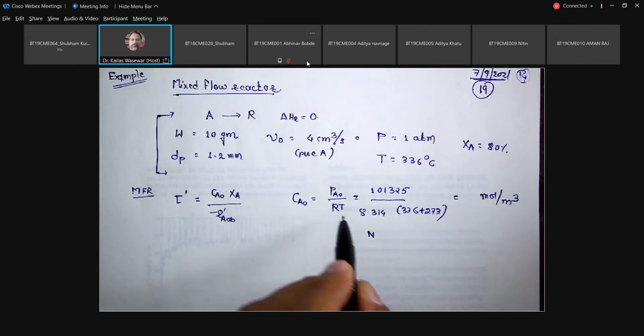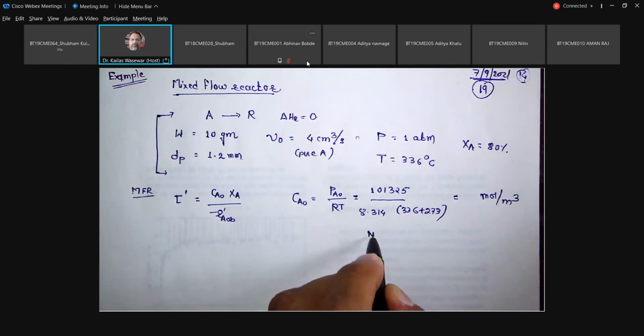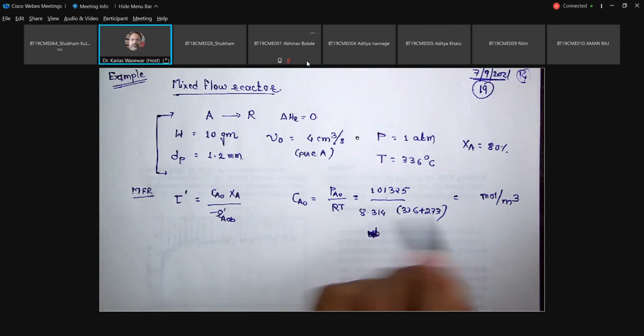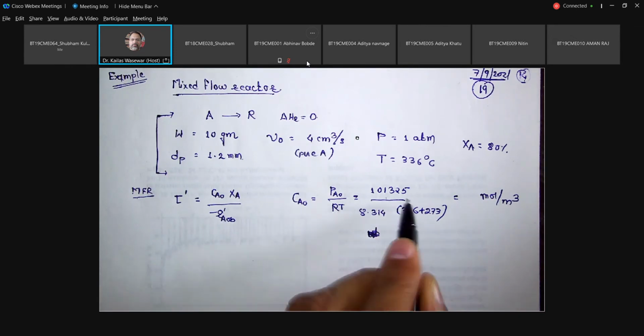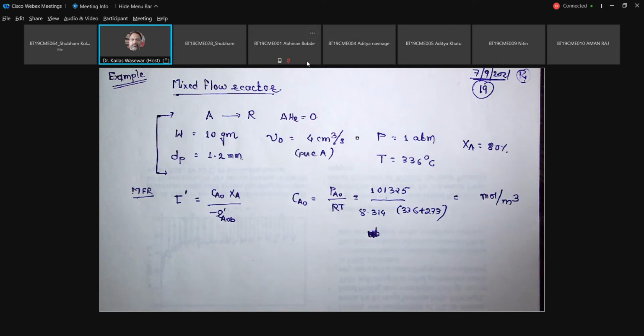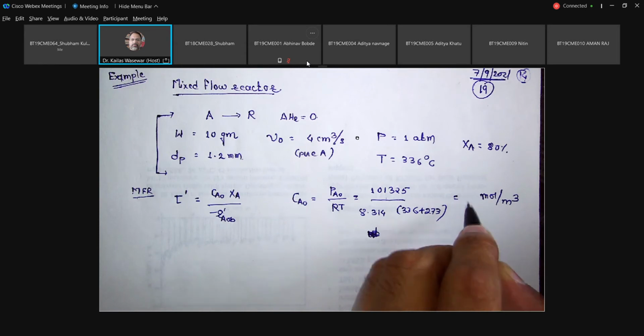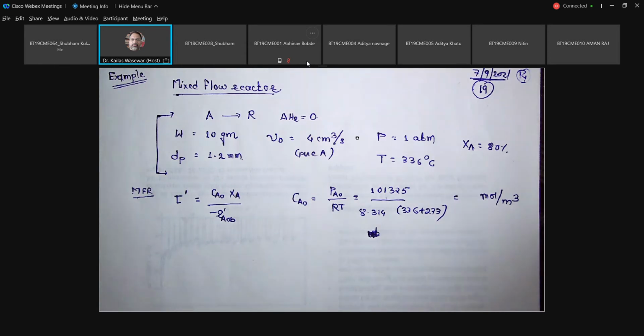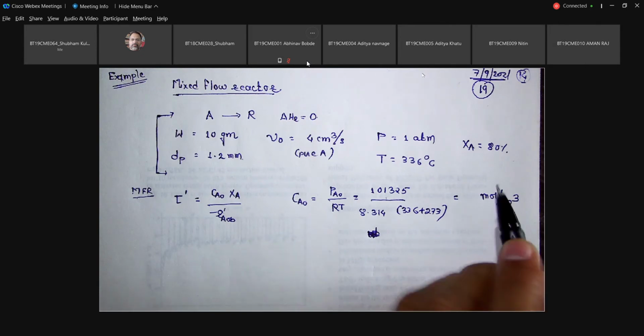So what will be the unit for R? This is in the atmosphere. So you can do the calculations and get the value of this Ca0. The value of Ca0 will be around, you can do the calculation for this. Okay, so it is 20.